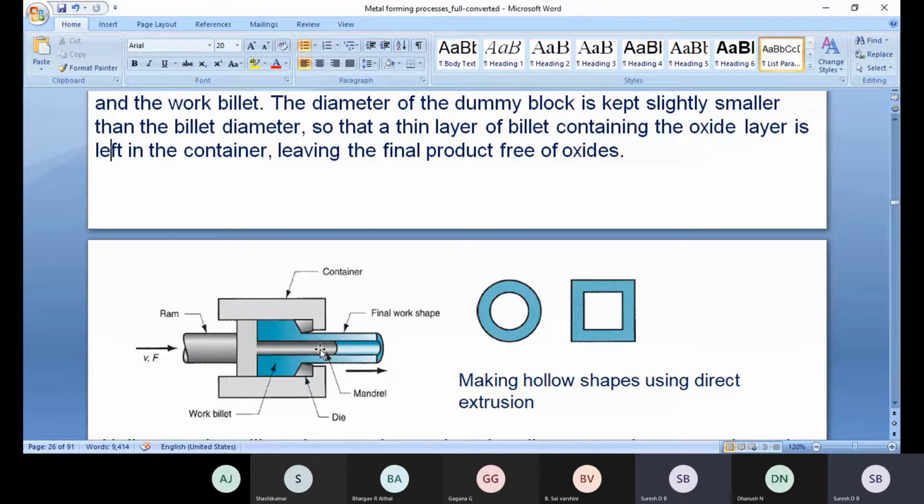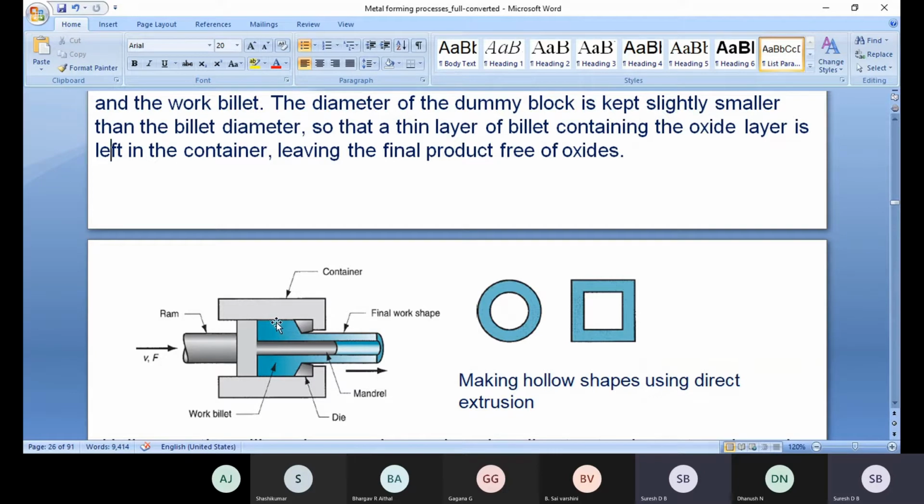How is it manufactured? The material moves in the rightward, forward direction. Here also, friction is created between the material and the container. Suppose you go for a hot working process. At that time the workpiece material is in a heated condition, and compared to the container, this material is hotter. Then there is some sticking, and the material sticks to the container.